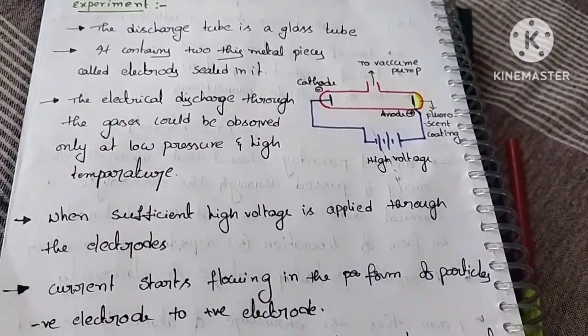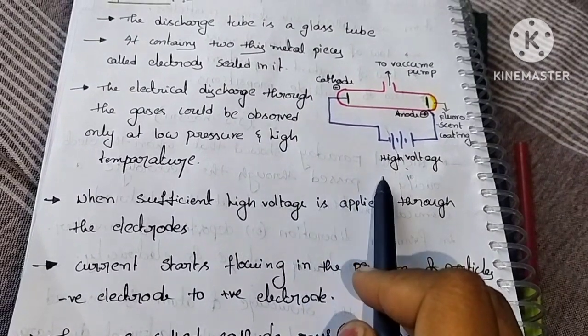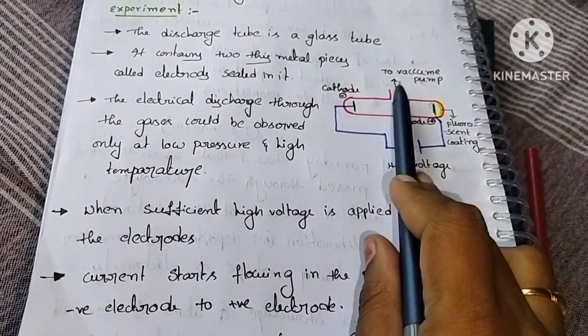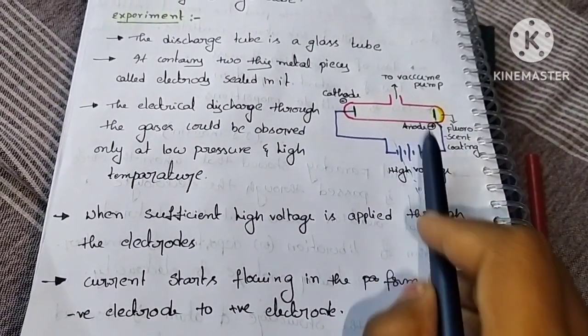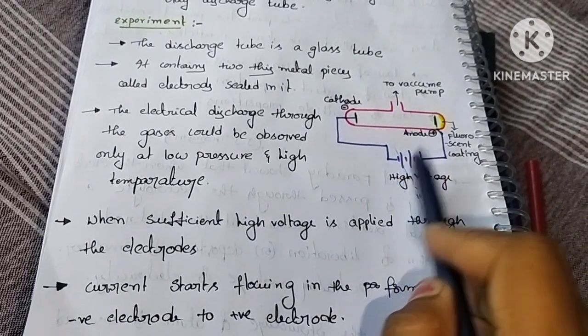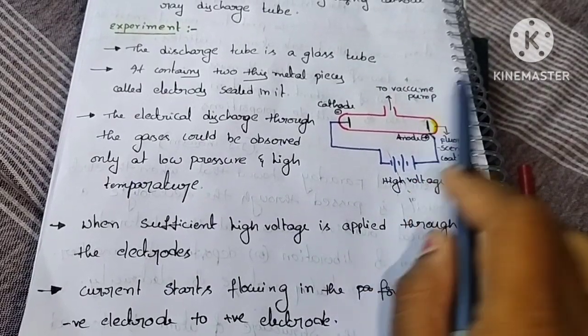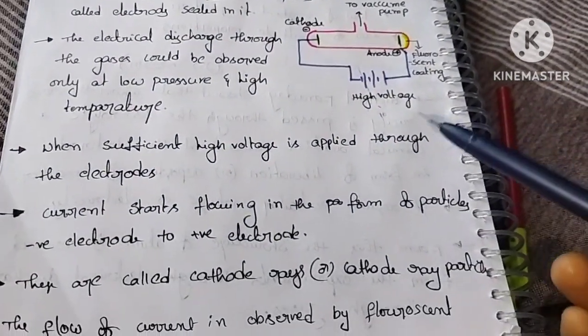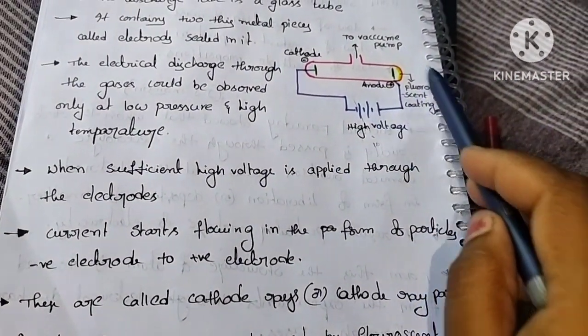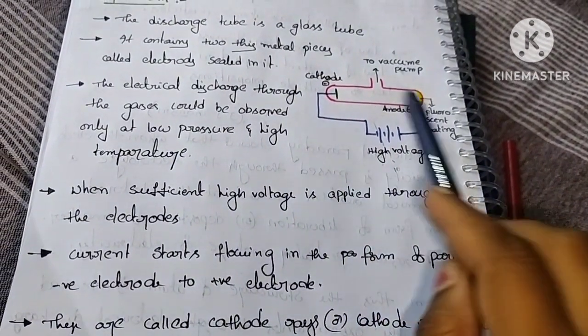The electric discharge through the gases could be observed only at high voltage and low pressure. This is one of the most important points. This is the total arrangement of the discharge tube experiment.